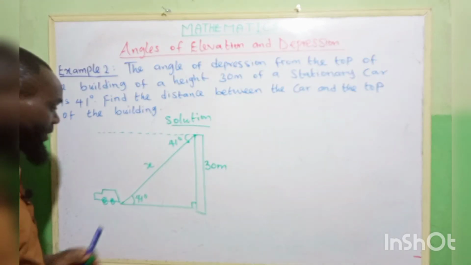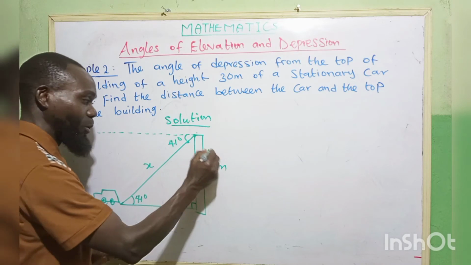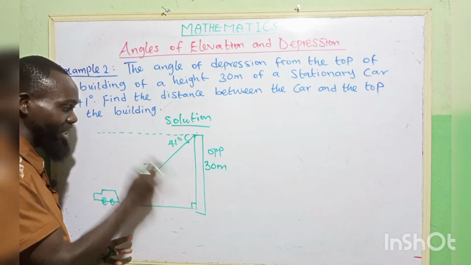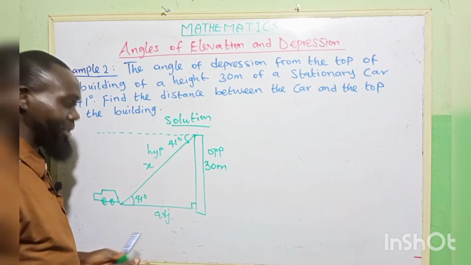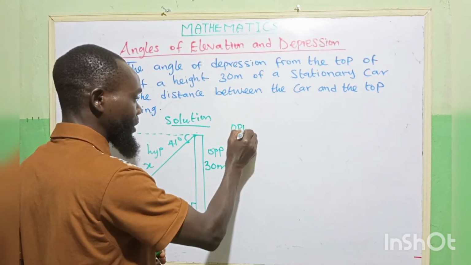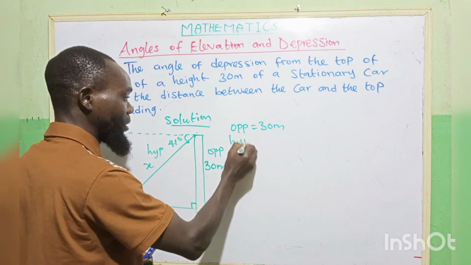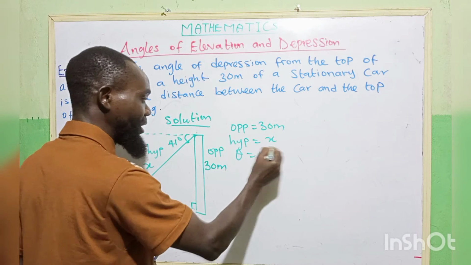Let us label this. If this is our angle, the side facing it is our opposite. If this is my hypotenuse, with this box 90, the side facing it is the hypotenuse. So this is my adjacent. So let us write our parameters. We have opposite equal to 30 meter, hypotenuse equal to x, and our angle theta is 41 degree.